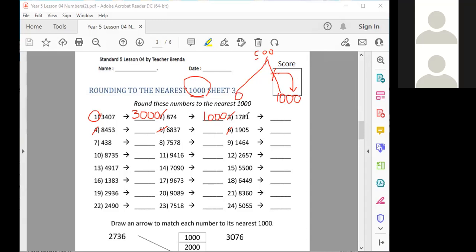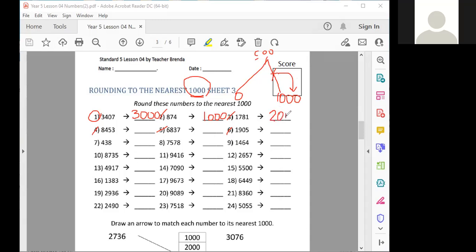Okay. Number 3, it's correct. 1700 will become 2000. That's right. Mark yourselves. Okay.